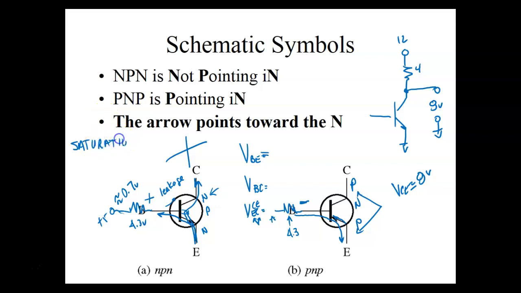And what would saturation be? This means that it is acting like a closed switch. Now it's going to drop a voltage because it's not a perfect switch, right? So if I put enough base current on there to open this valve wide open, then it is going to act like a closed switch. In cutoff, it acts like an open switch.